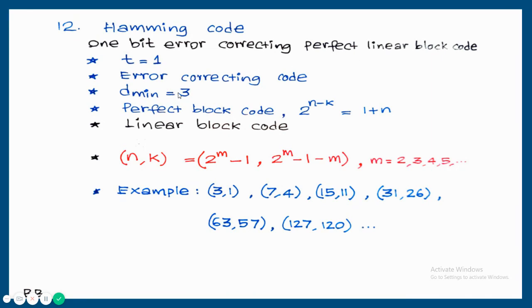So D minimum is equal to 3. It's always so for any Hamming code. D minimum is equal to 3, correction capability is equal to 1. It is a perfect block code.